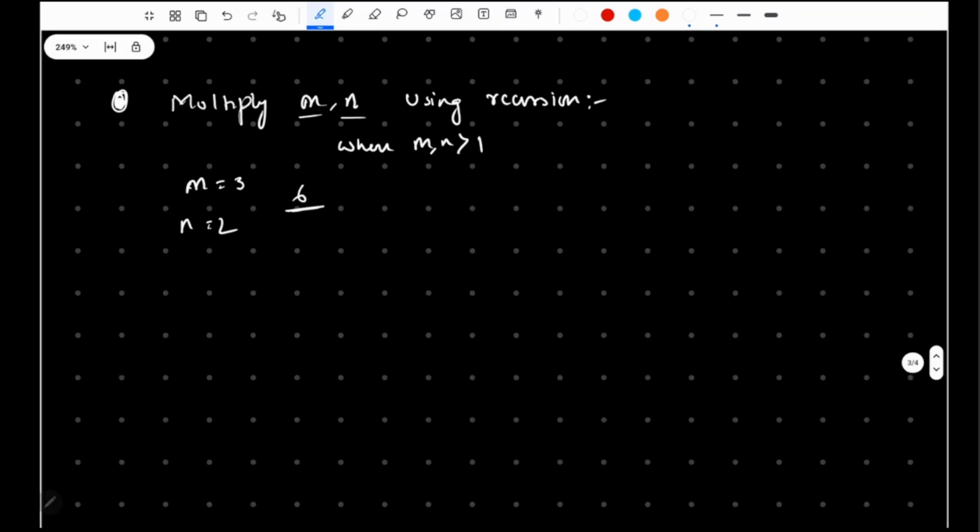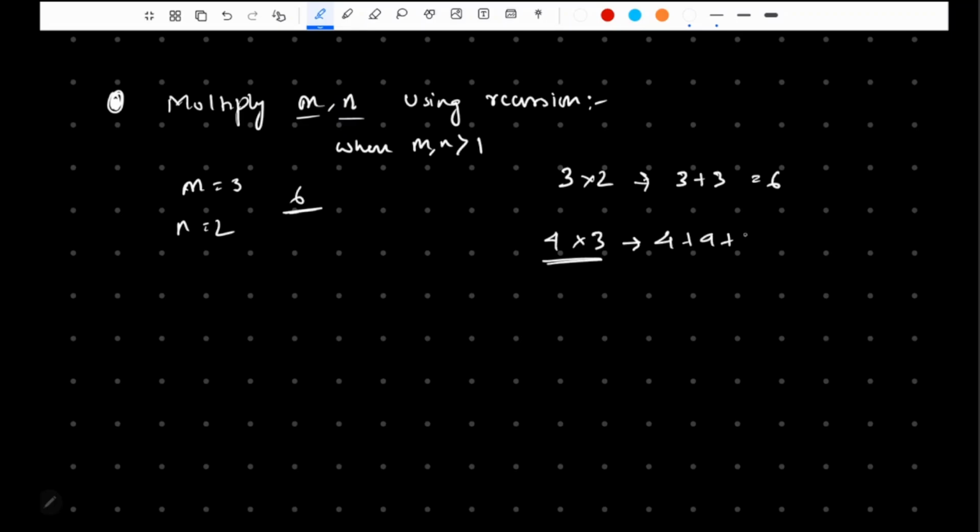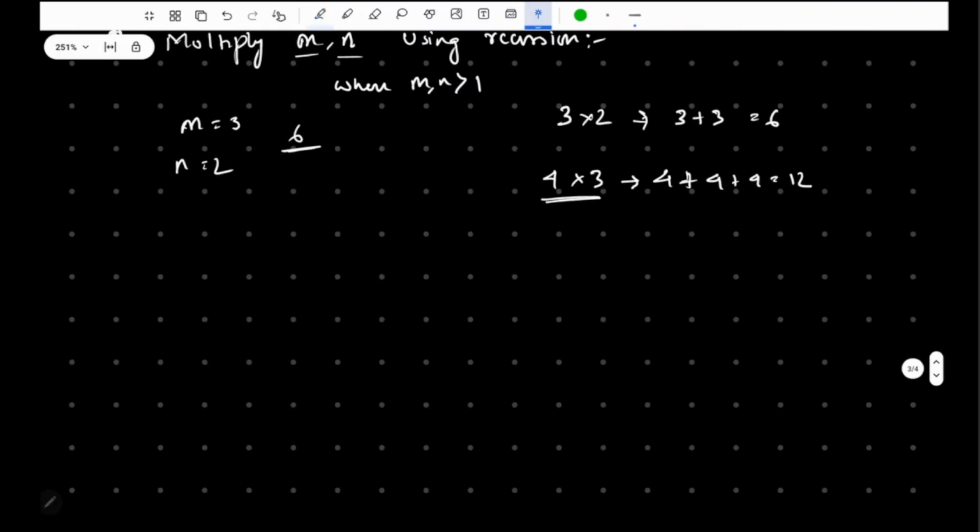The intuition for doing this program using recursion is that 3 into 2 is nothing but adding 3 two times, which is 3 plus 3, 6. Let me take another example, 4 into 3. What does 4 into 3 mean? Adding 4 three times, 4 plus 4 plus 4, which equals 12. Using these two intuitions, we will try to write a recursive program.